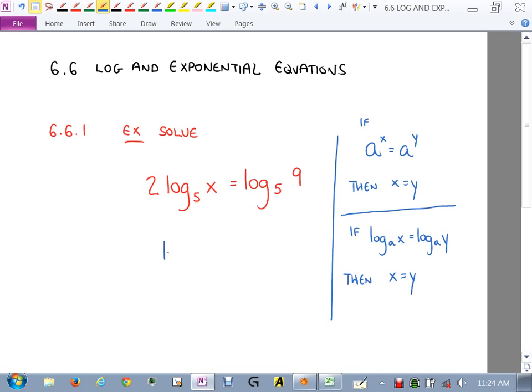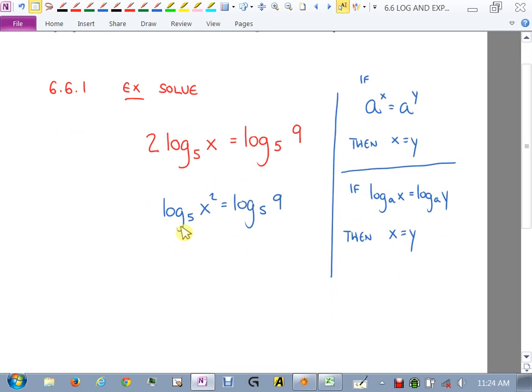So we could say log base 5 of x squared equals log base 5 of 9. And now we have the same logs on both sides. We can set their insides equal to each other, right? So from that, I can say x squared must be 9, which means x must be plus or minus 3, because when you take the square root, you have to do plus or minus.